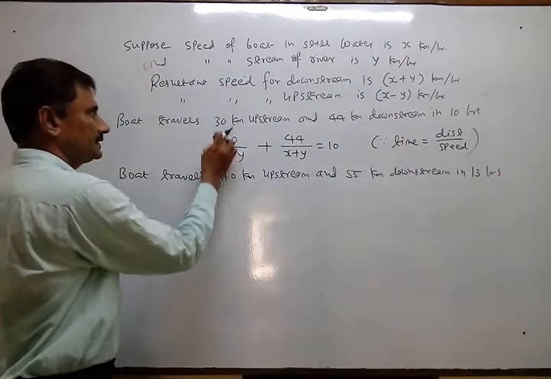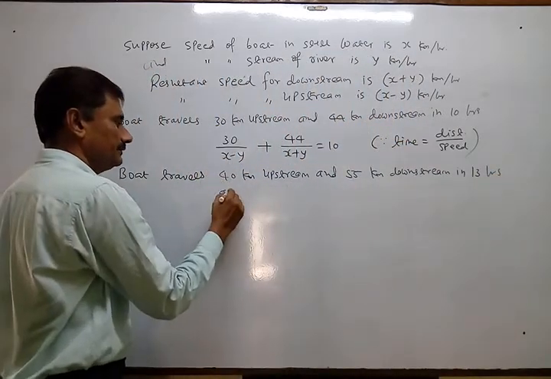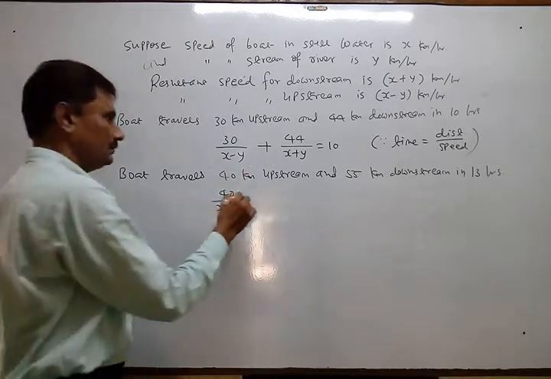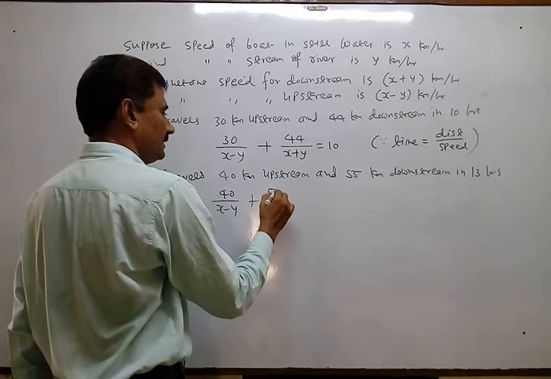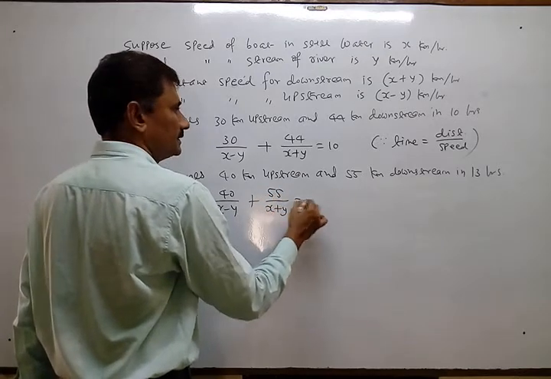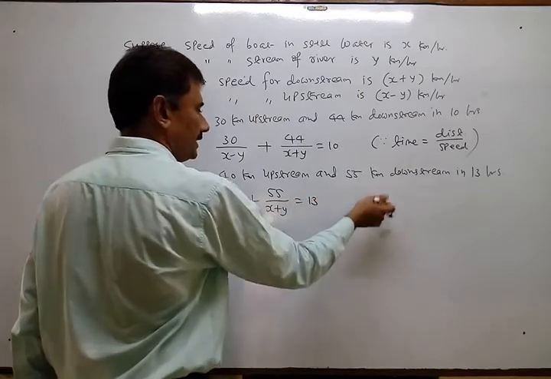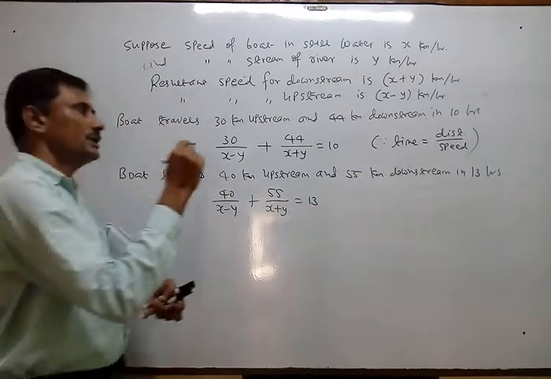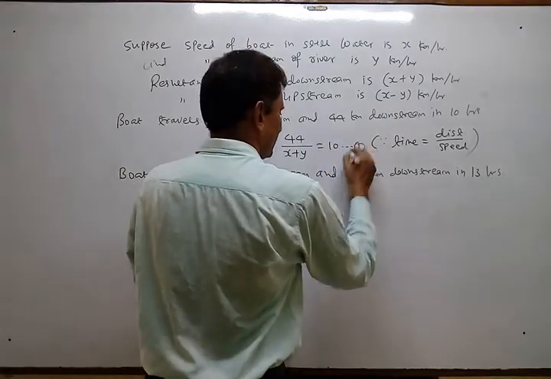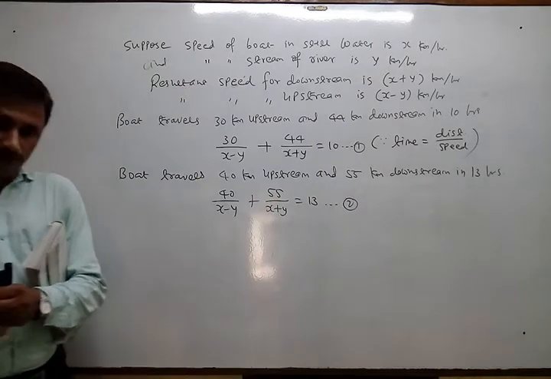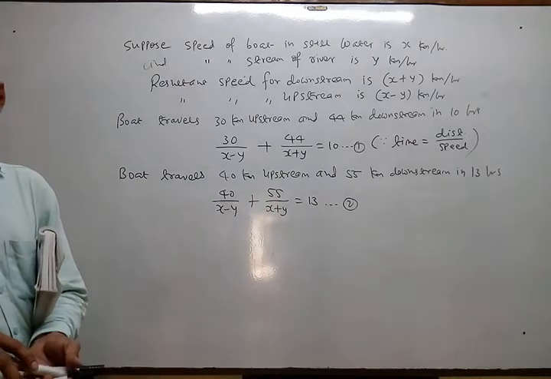Okay, so in the same way, just instead of 30, here 40 is given. This remains the same only because of upstream. Now, instead of 44, 55 is given, and downstream is equal to 30. No need to write it again; if you want, you can write it. Okay, so equation number 1 and equation number 2. So we got both types of equations.